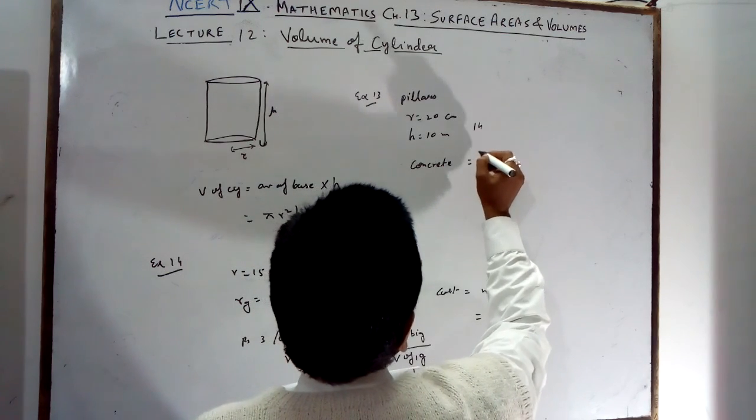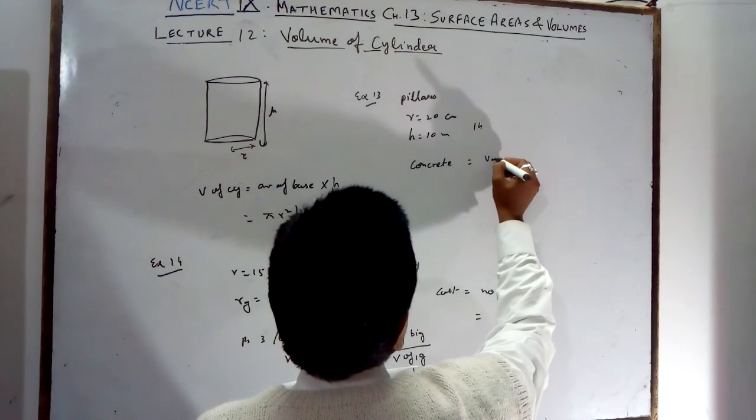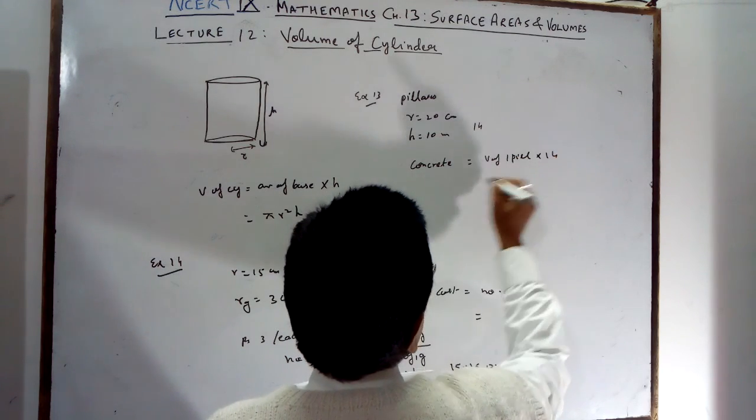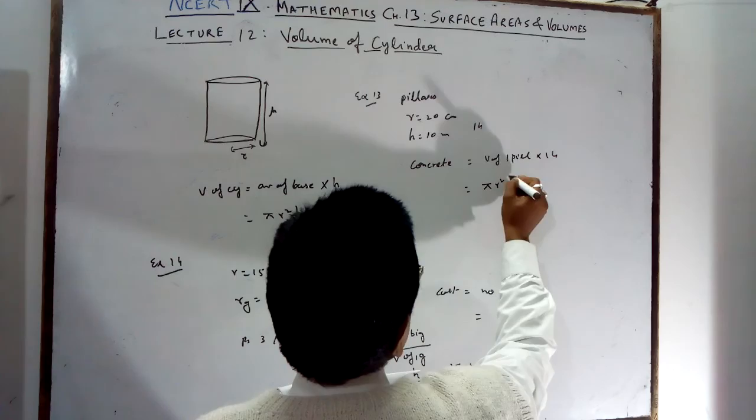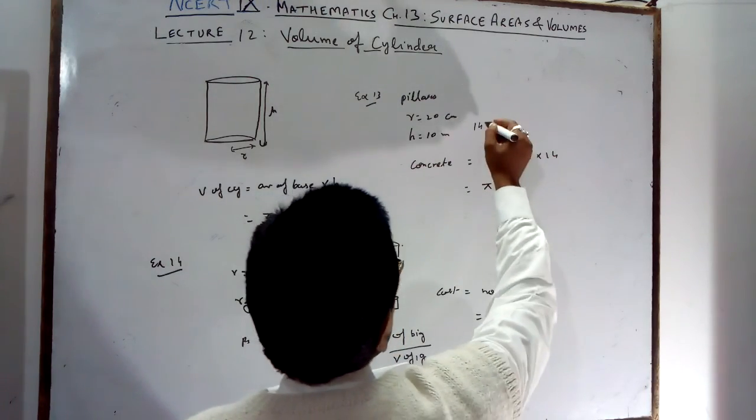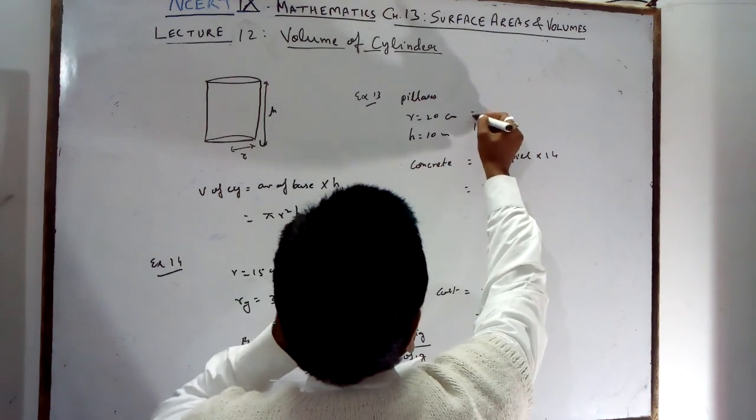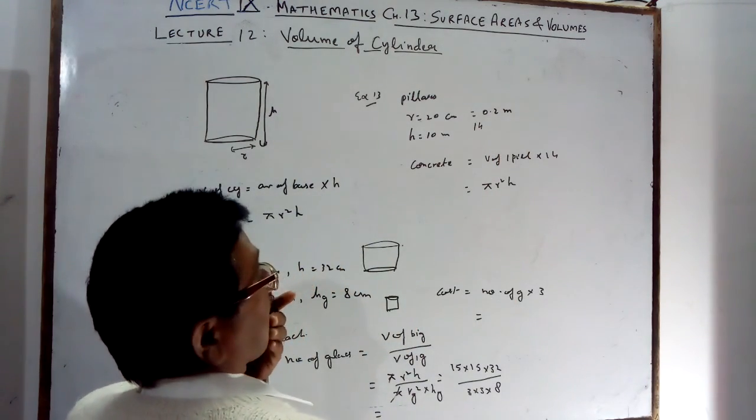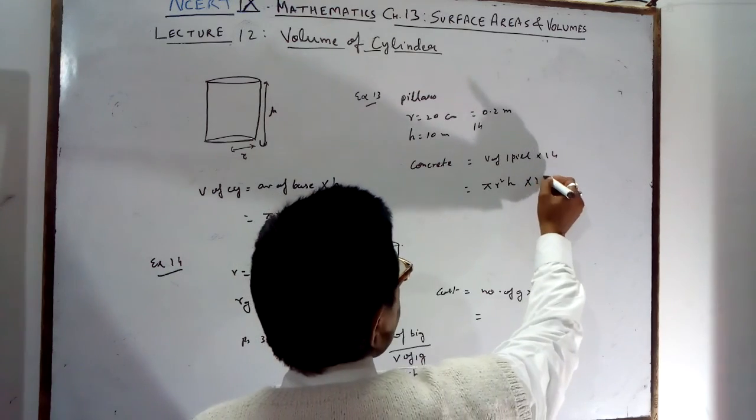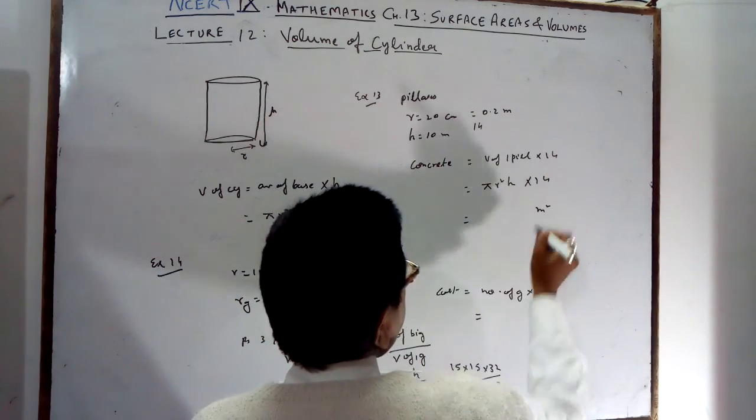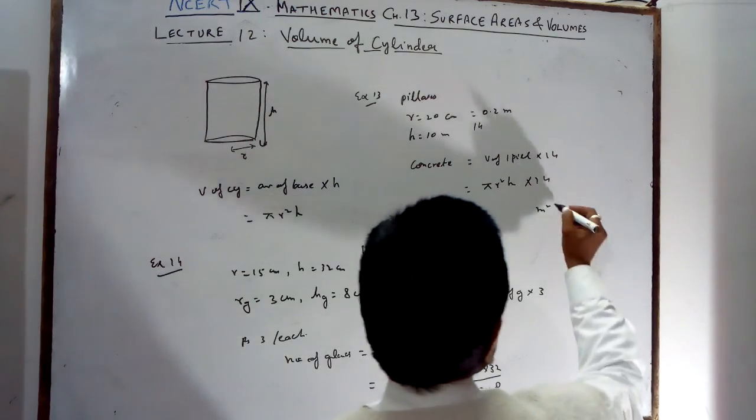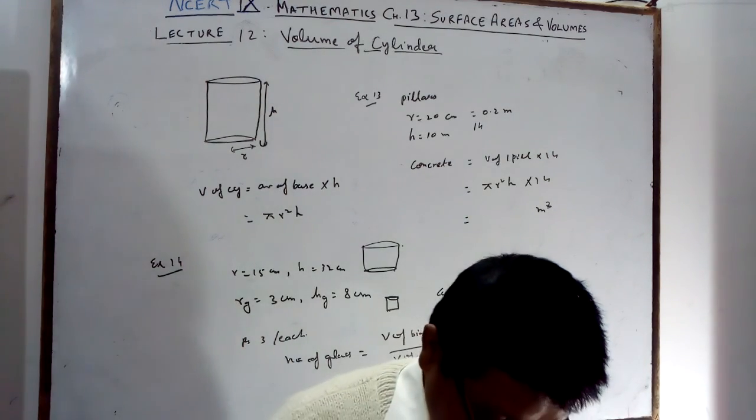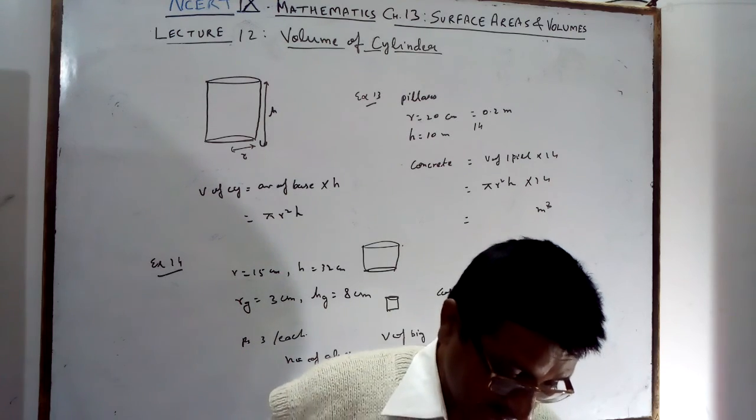Concrete required is equal to the volume of one pillar multiplied by 14. What is the volume of one pillar? Pi r square h. But the height is given in meters, so you will write 0.2 meter, converting centimeter into meter. Multiply by 14. This many meter cube of concrete is required to make it. Very simple question.